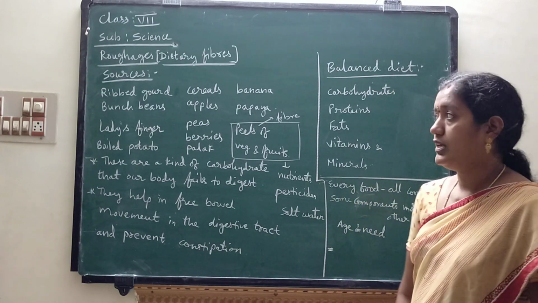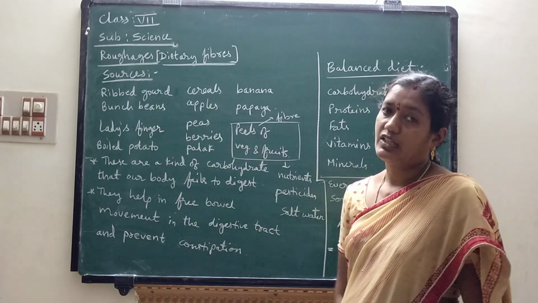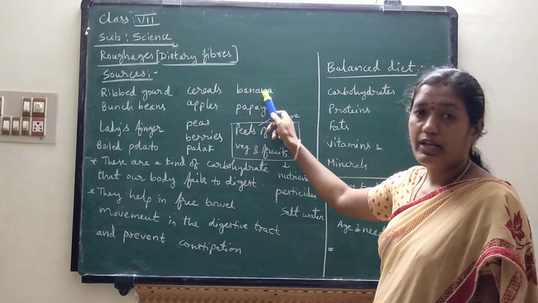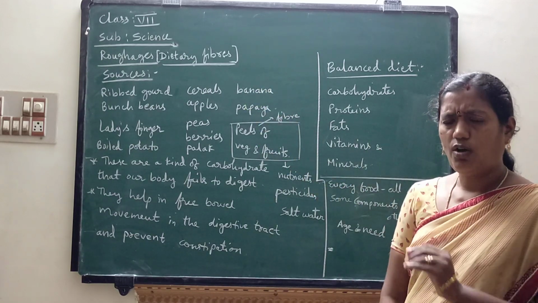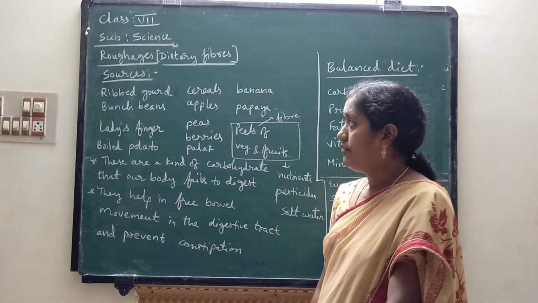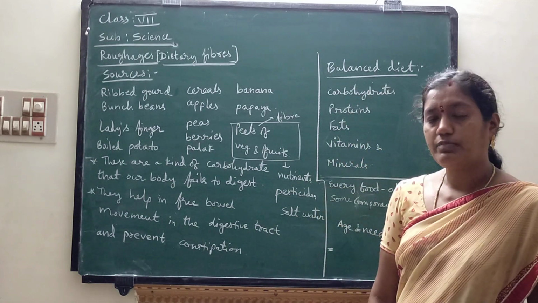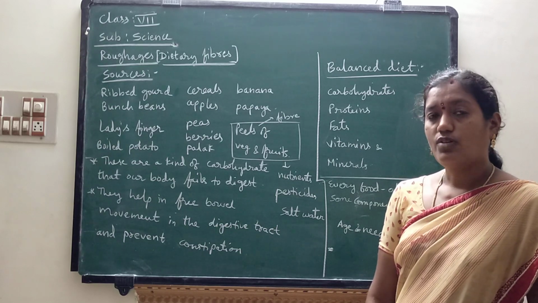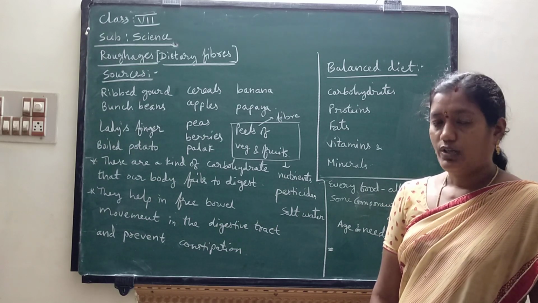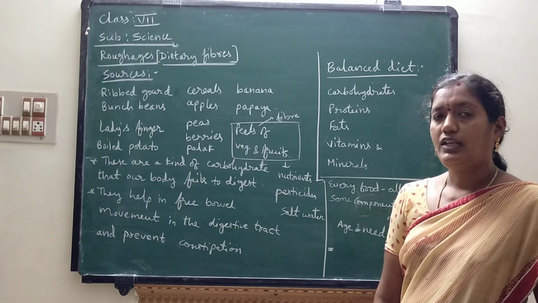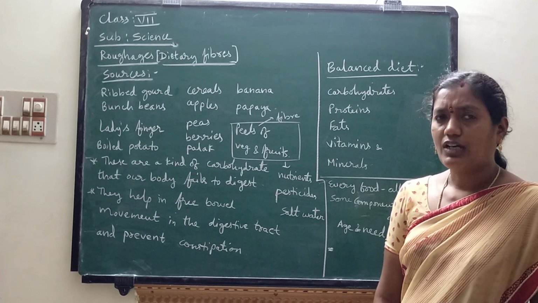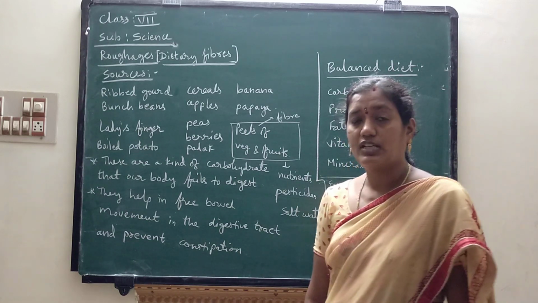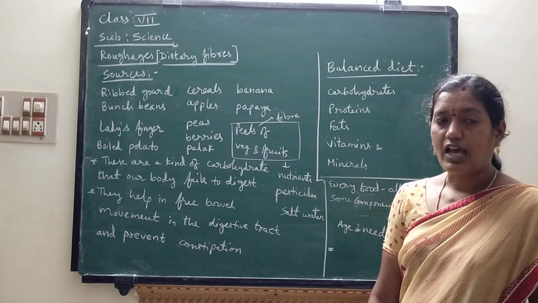And what are the sources? Ribbed gourd, bunch beans, lady's finger, boiled potatoes, cereals, apples, peas, berries, palak, banana, papaya, etc. These are all very rich in roughages, children, because they contain fiber-like substances, which are helpful in the digestion of our food. So every day you have to take some amount of fibers in your food. Directly it won't come, it will come from fruits and vegetables. So which fruits, vegetables and cereals have these roughages, I told you.